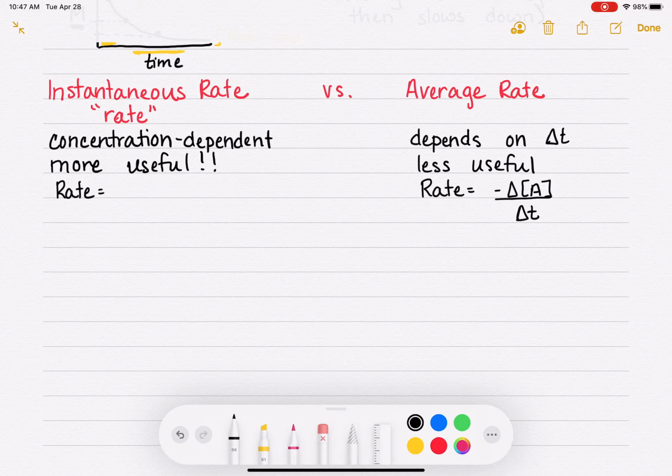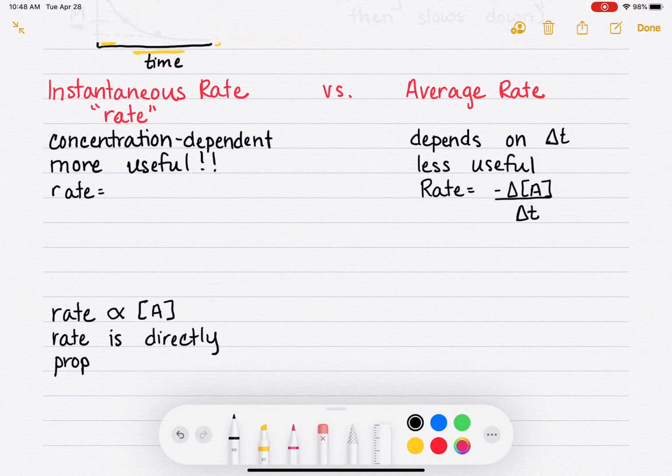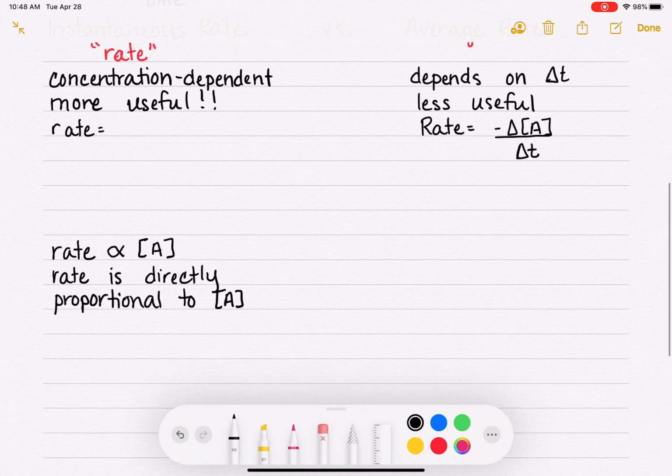So for the instantaneous rate, which actually we call rate with a lowercase r, that's important, the instantaneous rate of a reaction is directly proportional to our concentration. Rate is directly proportional to the concentration of A. What does that mean?